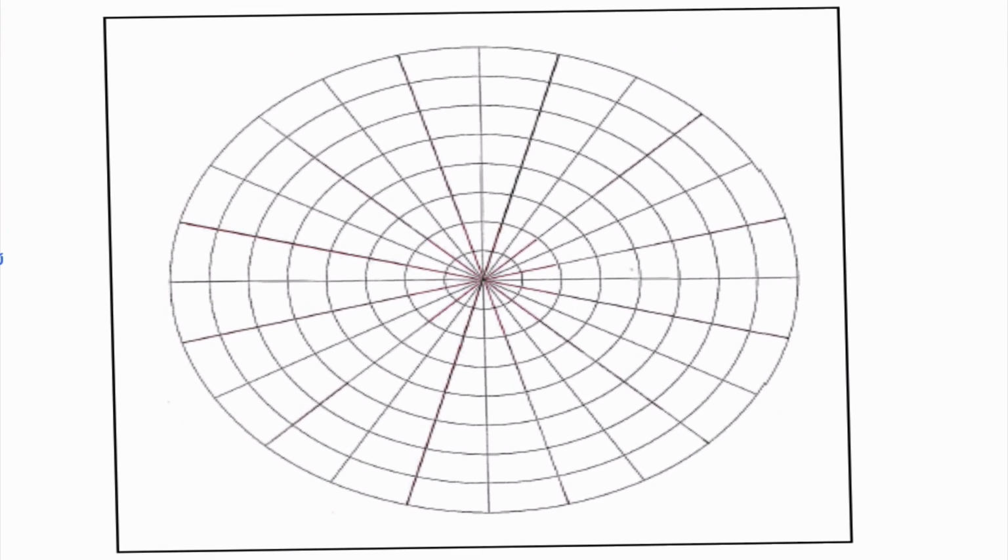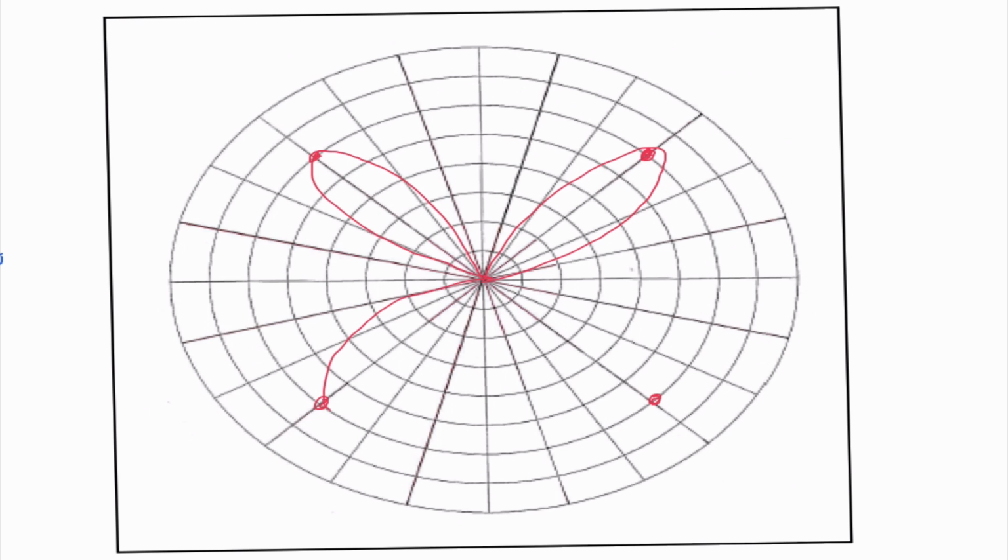So if we're graphing this, I'm going to go out 1, 2, 3, 4, 5, 6, and I'm going to go 45 degrees. Remember, each of these lines is worth 15. I'm going to go up 3 lines, and then from here, I need to go 90 degrees, each time going out to 6.